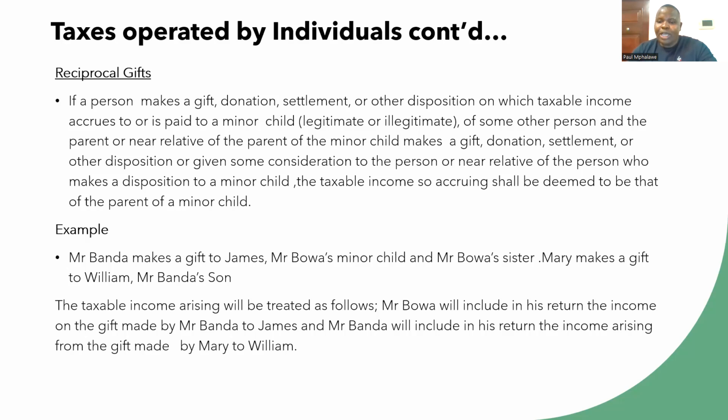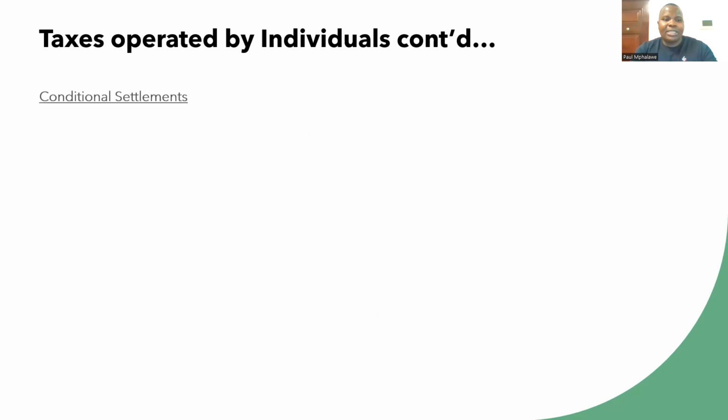Boa will include in his return the income on the gift made by Mr. Banda to James. And Mr. Banda shall include in his return the income arising from the gift made by Mary to William. The issue of gifts: you make a gift, the person who is responsible to take care of the child shall pay the tax. It shall be deemed as received in his own right. Okay, I hope that makes sense.